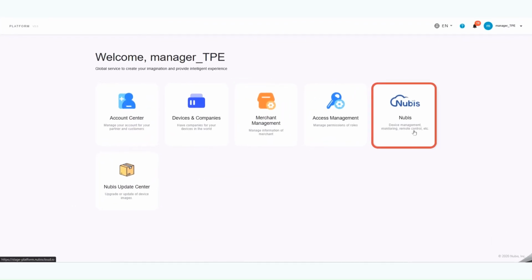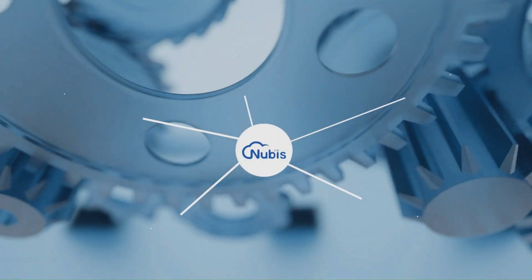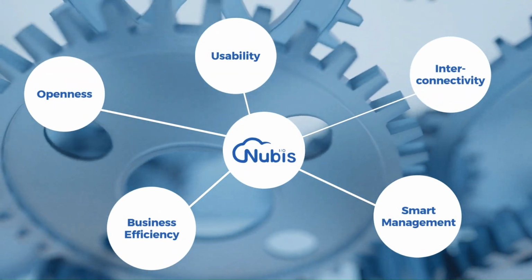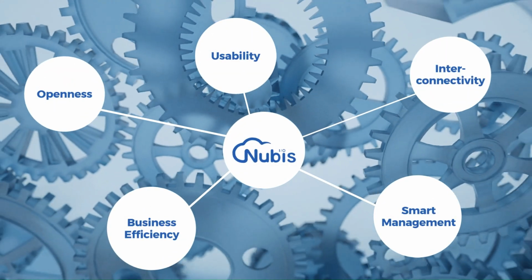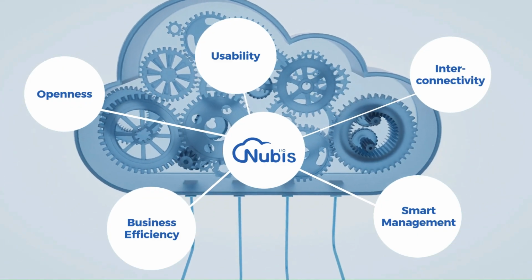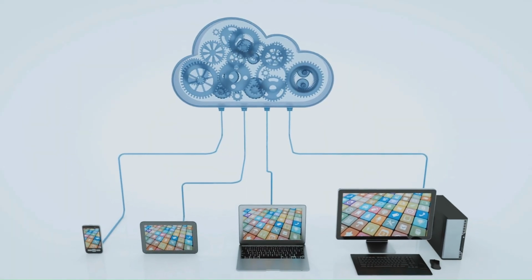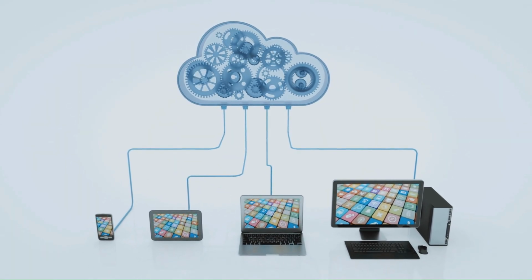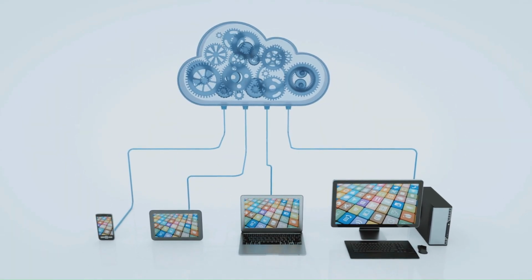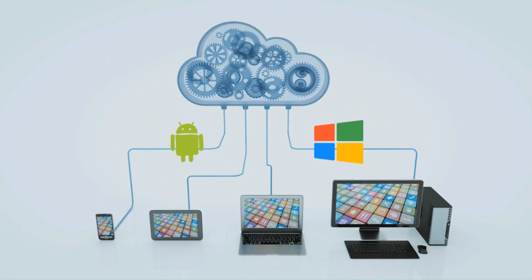Now, let's move on to explore Nubis, our main feature. Nubis is our UEM, a utility equipment management service platform designed to help you efficiently manage all your devices. From deployment and monitoring to software updates and troubleshooting, Nubis offers a unified solution to manage both Android and Windows devices.